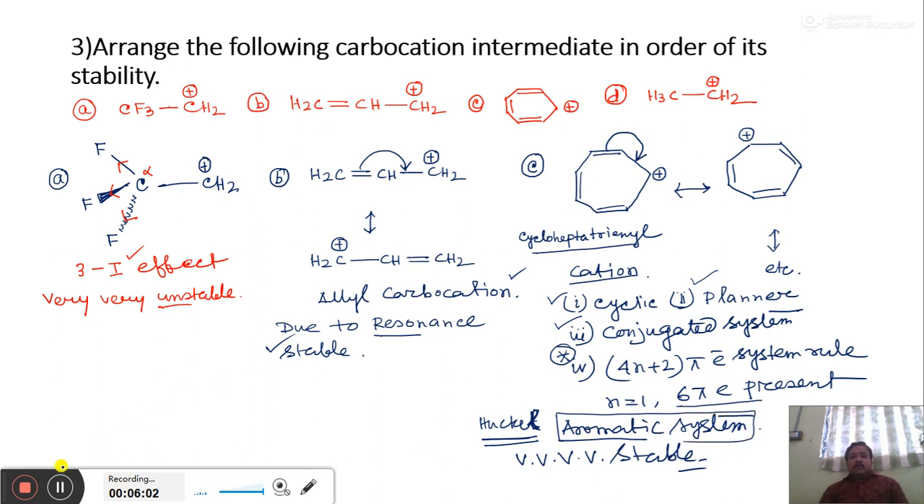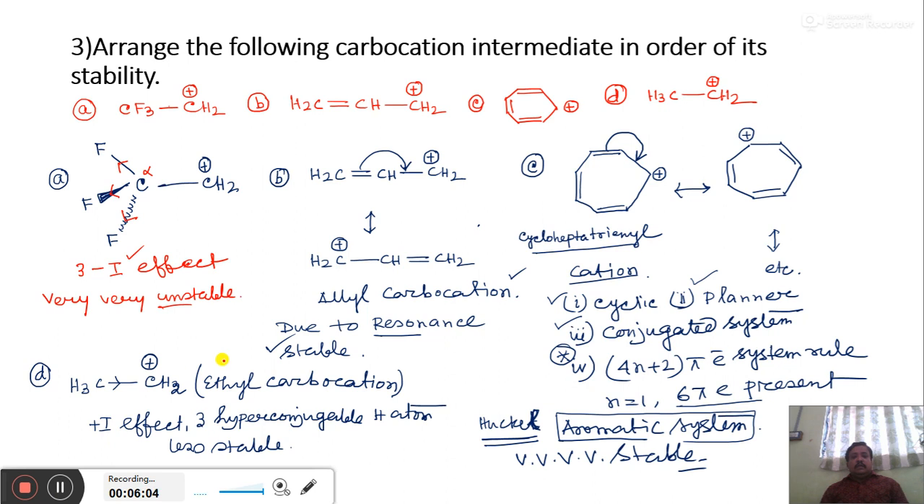In carbocation D, it is an ethyl carbocation. It contains one methyl, so it has one plus I effect, and it contains 3 hyperconjugable H atoms. So it is stable but less stable.